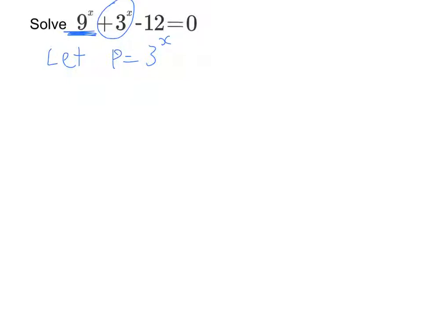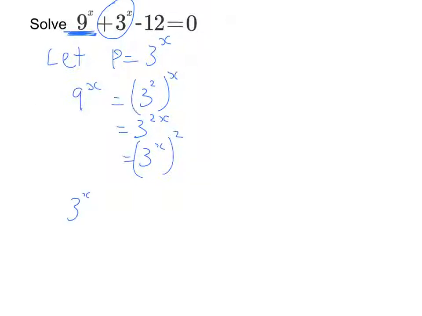Well, this is where we use some of our index laws. This is where we use the fact that 9 to the x is going to be 3 squared to the x, which is 3 to the 2x, which is 3 to the x squared. Now, if you just recognize it straight away and say, well, that's 3 to the x times 3 to the x, which is 3 to the x squared, that's fine. But ultimately, what we then end up with is 3 to the x squared plus 3 to the x minus 12 equals 0. And therefore, we end up with p squared plus p minus 12 equals 0.